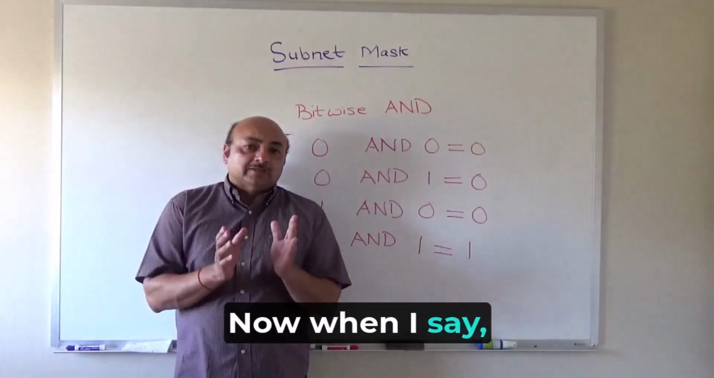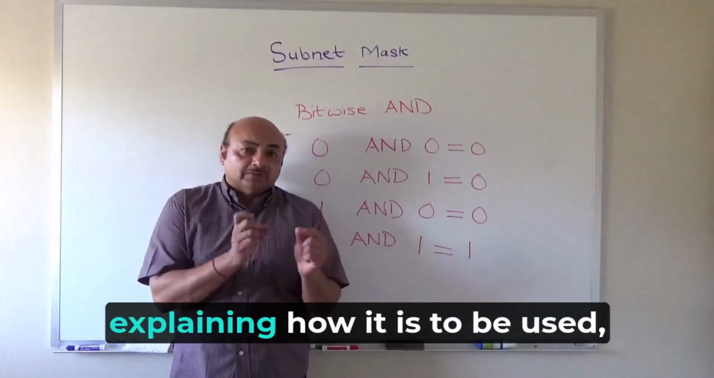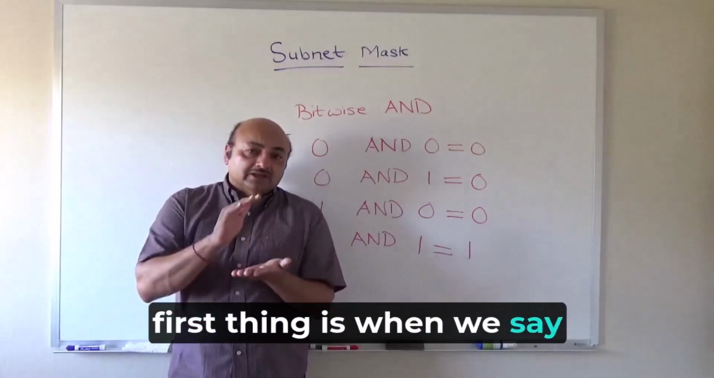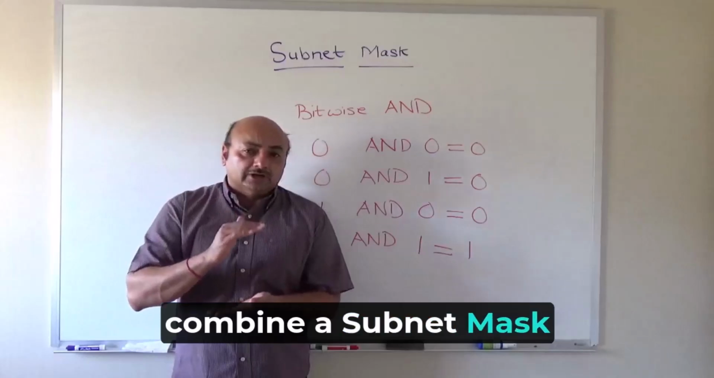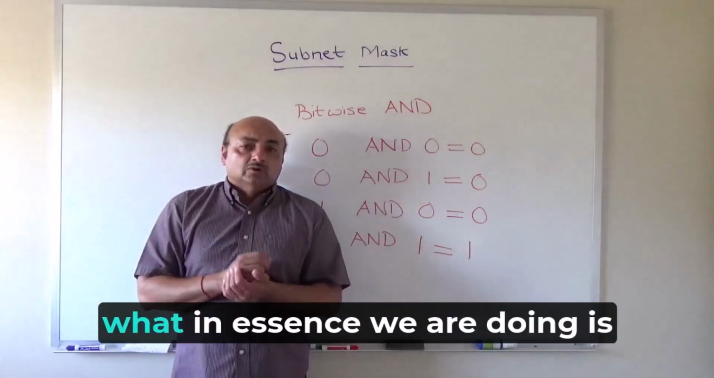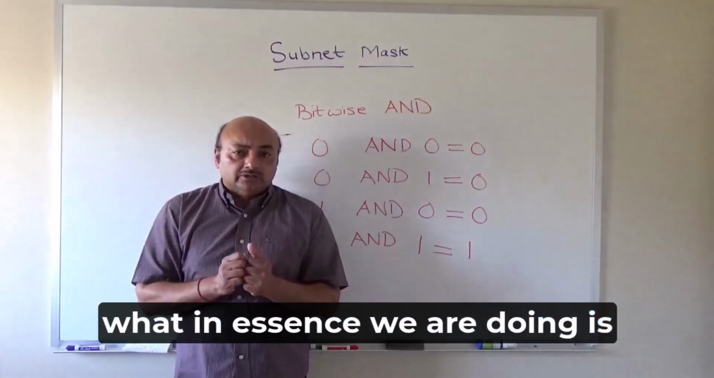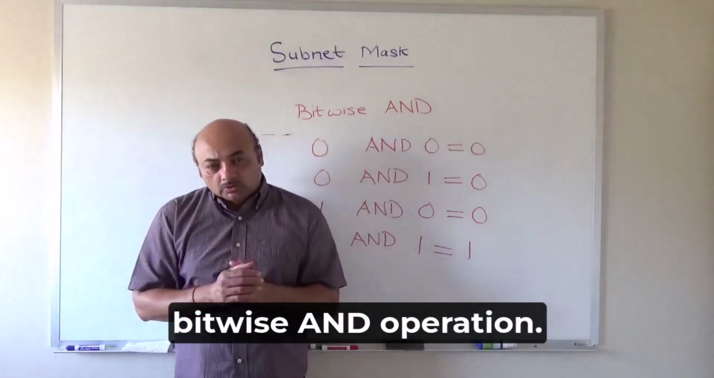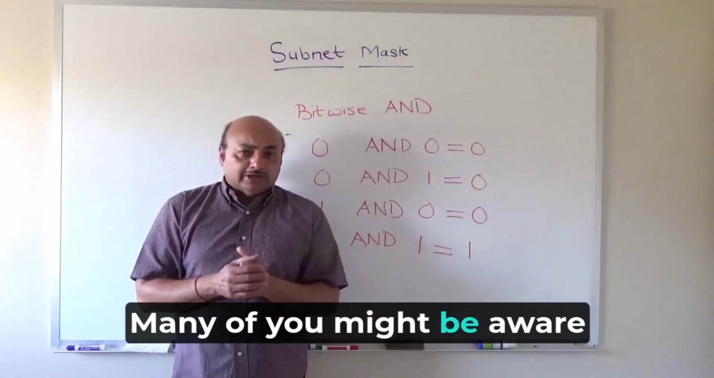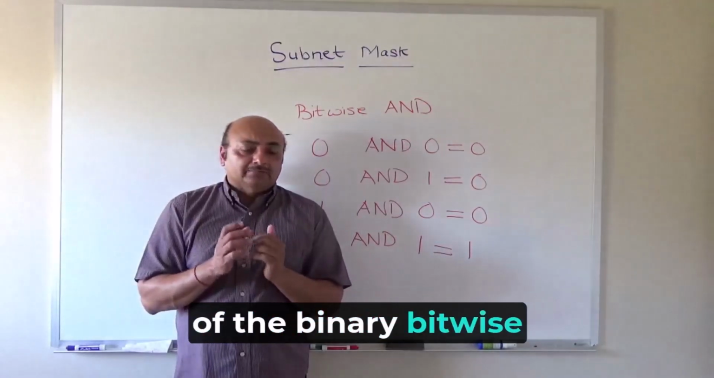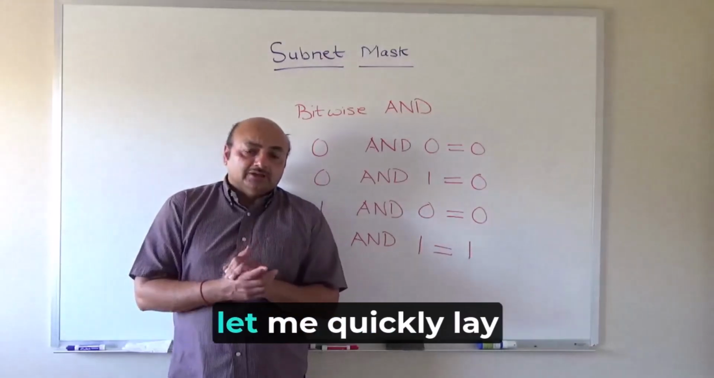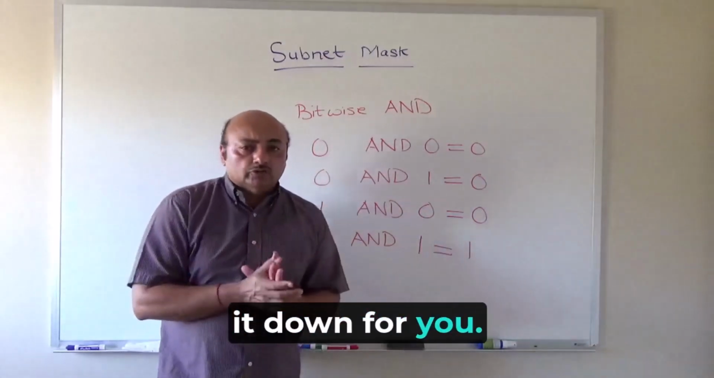Going back to explaining how it is to be used, when we say we combine a subnet mask with an IP address, in essence we are performing a binary bitwise AND operation. Many of you might be aware of the binary bitwise AND operation. For those who are unaware, let me quickly lay it down for you.